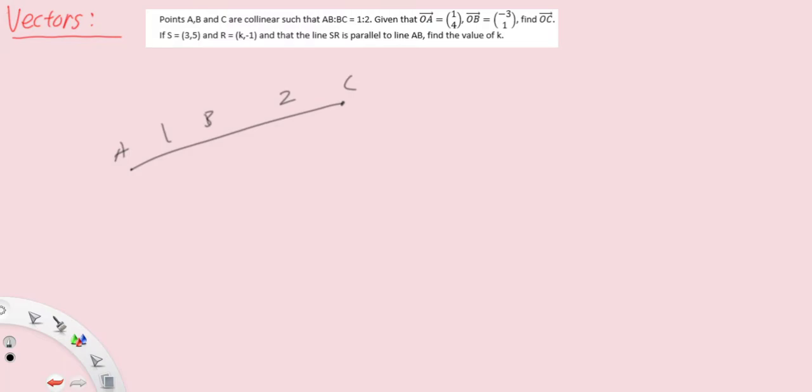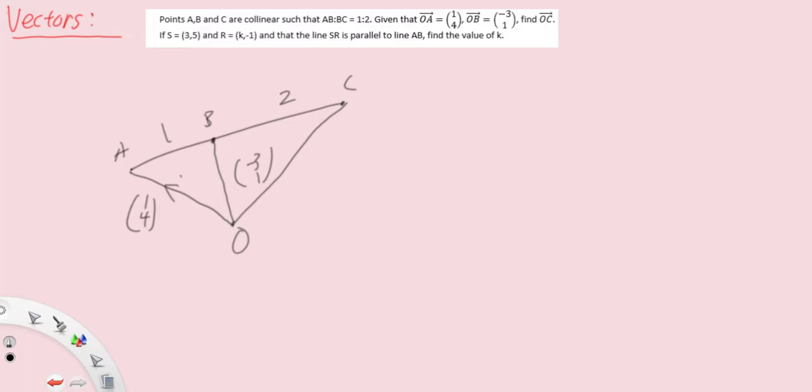And from here we know that OA is (1, 4). So let's say we draw origin O. Let me draw that line a bit better. OA. Again, it's good to have a visual representation if you're not confident. OA is (1, 4), and now OB is (-3, 1). And finally, they want us to find OC.